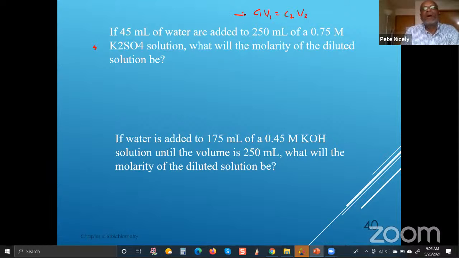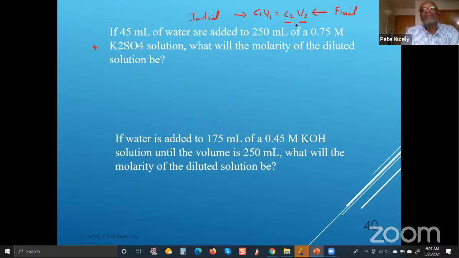So C1 and V1 would be the initial values of concentration and volume for the solution, and then C2 and V2 would be the final concentration and volume after dilution, all right? So the initial would be C1 V1 for concentration and volume respectively, and then after dilution, the concentration changes to C2 and the volume changes to V2, all right?